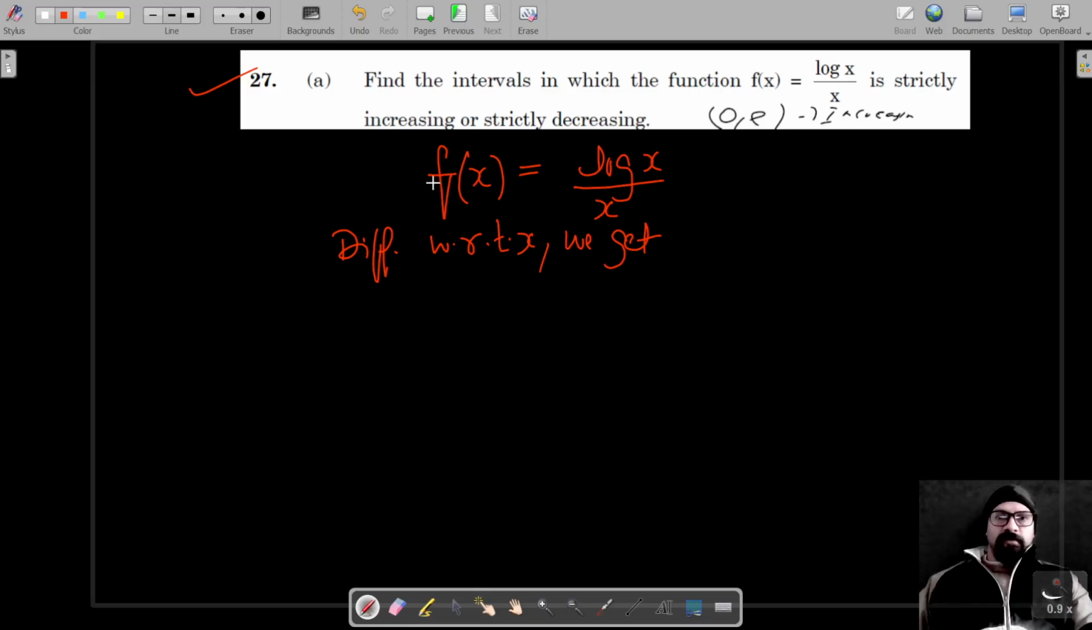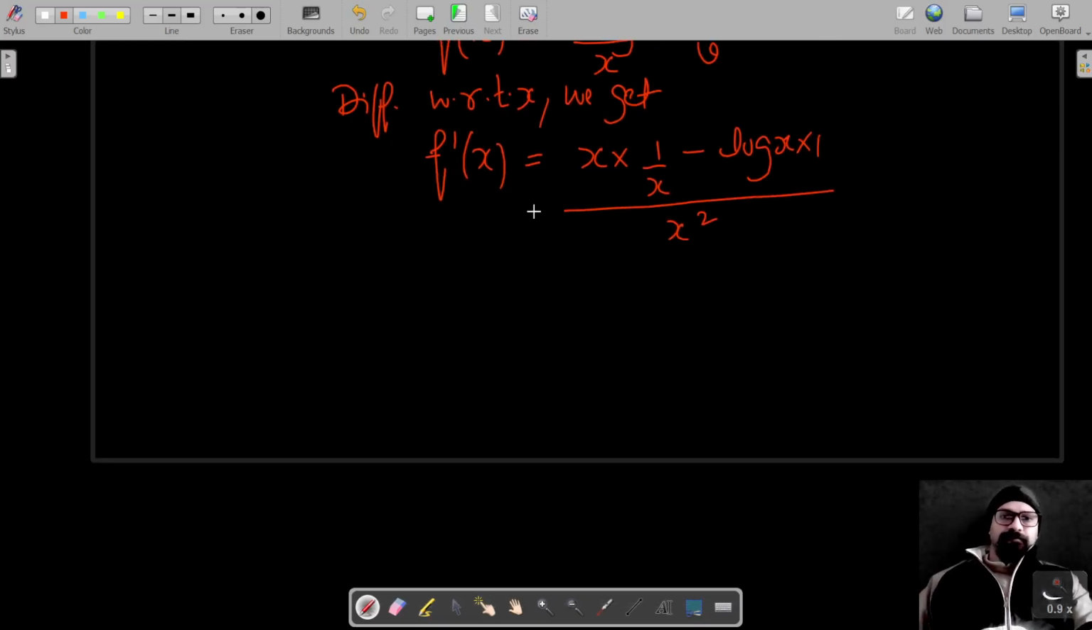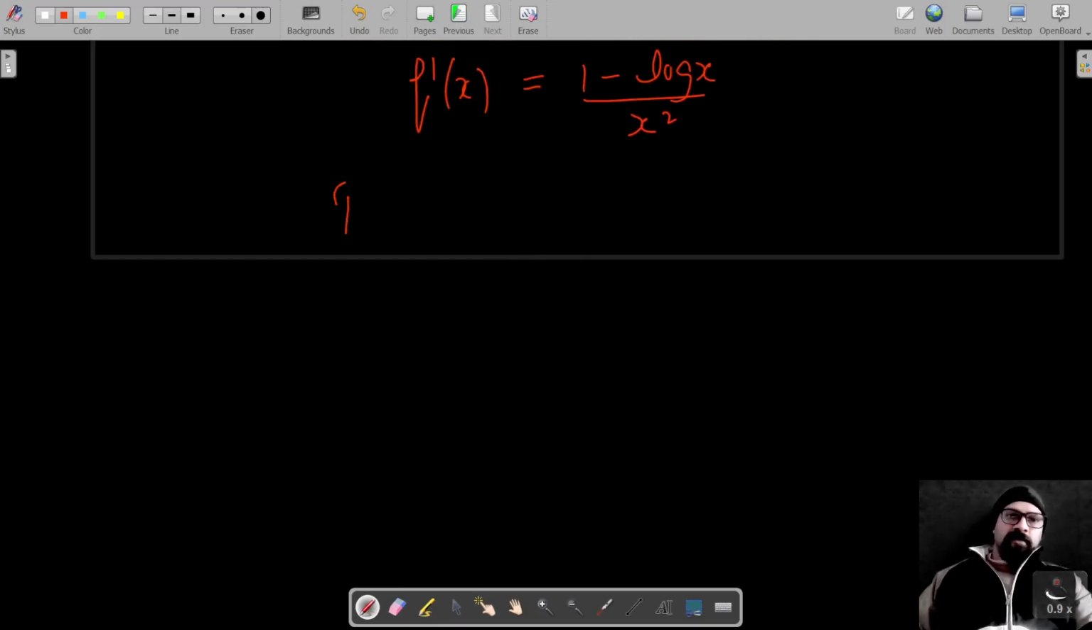The differentiation, f dash x, we are going to use the quotient rule here. This is v into differentiation of u, which is 1 by x, minus u into differentiation of v, which is 1 on v square, which is x squared. So now f dash x is equal to 1 minus log x upon x squared. Now let's find the critical point.